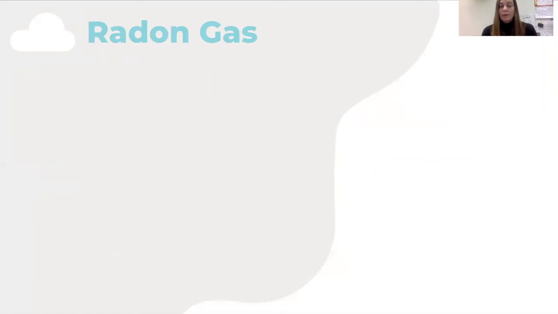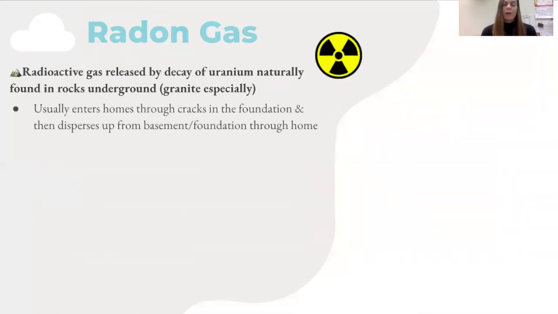Another major indoor air pollutant. So VOCs are both natural and anthropogenic. The carbon monoxide is usually anthropogenic. Radon gas is one of our natural indoor air pollutants. So radon gas is a radioactive gas that is released by the decay of uranium. It's a major issue in areas where you have a lot of bedrock.